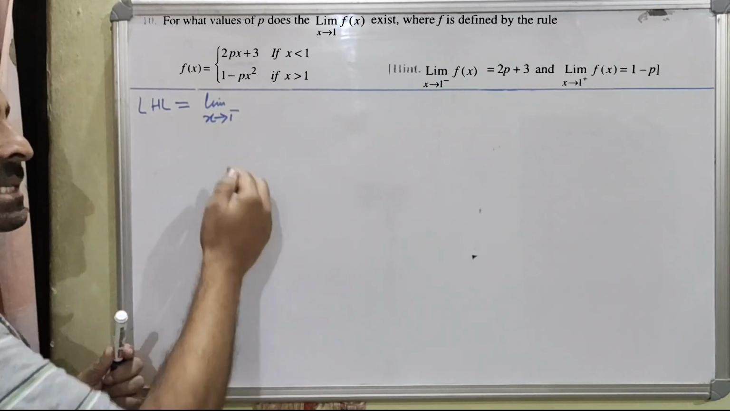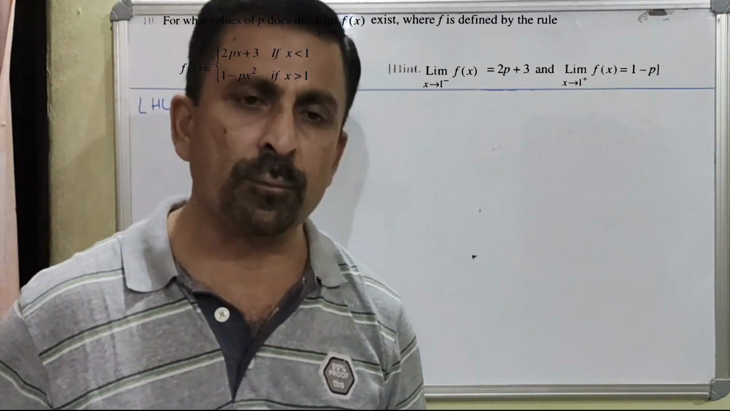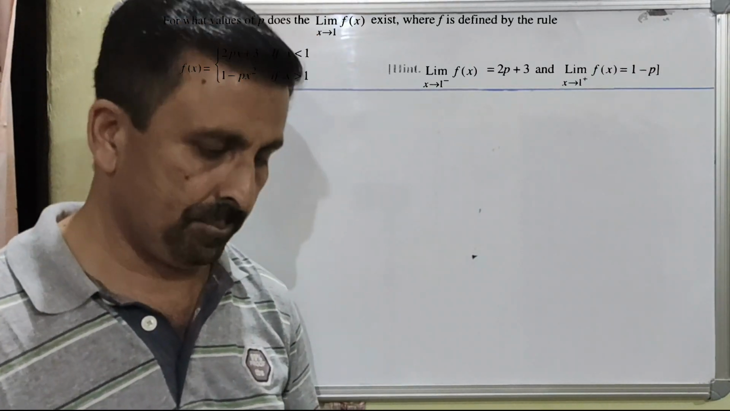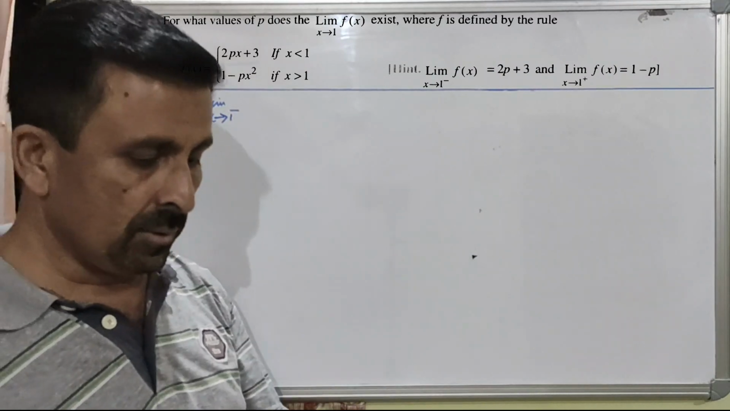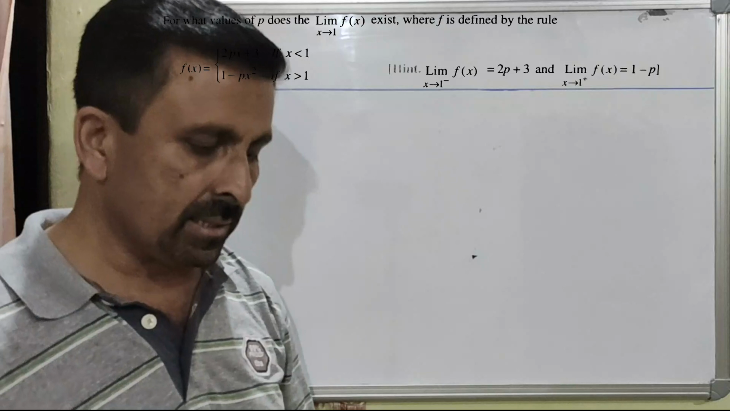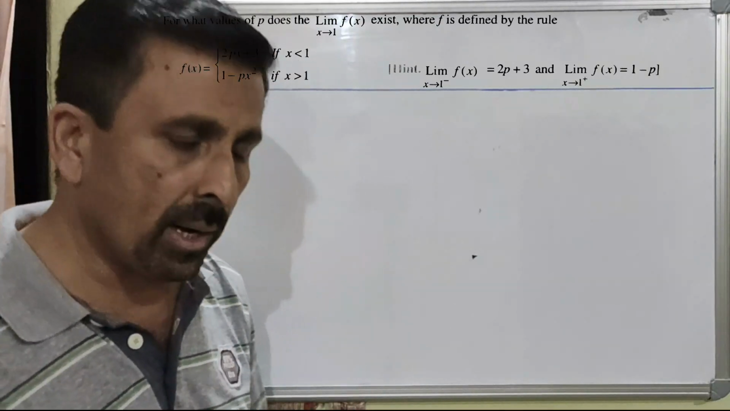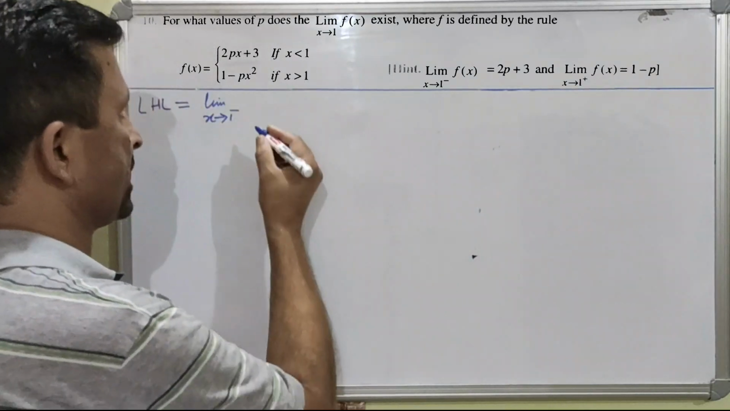So the value of x is less than 1. Now you can go to the two functions and see where the value of x is less than 1, and that function will be chosen for the left hand limit. So in my opinion, the first function 2px plus 3 is the function where the value of x is less than 1. So for this we will choose that function. So we will take 2px plus 3.